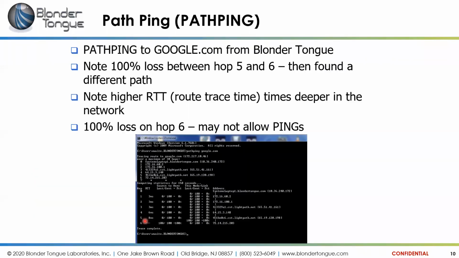Okay. Now if we look here, if we try to path ping to Google from our office, at position 6 here, we see we had 100% loss. So it did not ping. It might be the device is set up to not allow pings, and I tried to ping it 100 times, so it may not allow it. But on your internal networks, you should not have that kind of a problem.